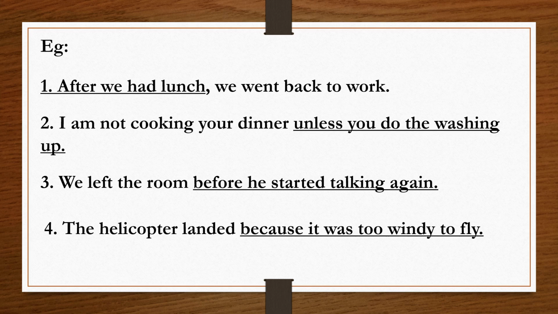Therefore, it is a subordinate clause of a sentence. The fourth sentence: the helicopter landed because it was too windy to fly. The group of words "because it was too windy to fly" begins with a subordinating conjunction, because. This group of words cannot stand alone and complete its meaning, but is dependent on the other part of the sentence for its completion. Hence, this group of words is a subordinate clause.